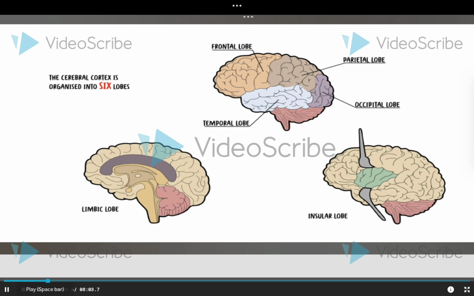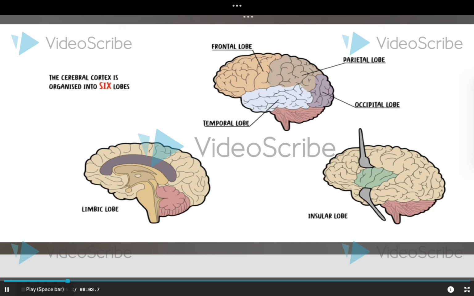Parietal lobe is located in the top middle section of the brain. Function: processing sensory information like touch, temperature and pain, spatial awareness and coordination. It helps you find your way around and understand the position of your body in space.